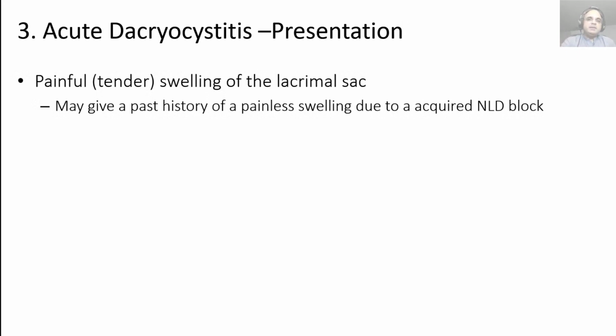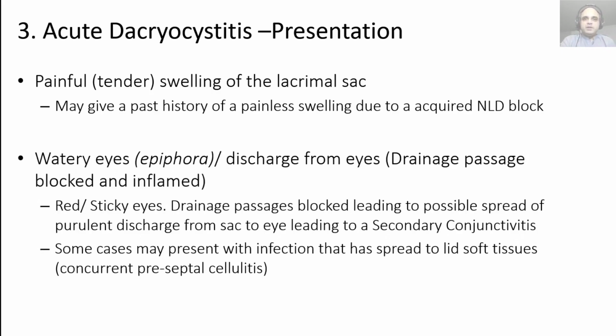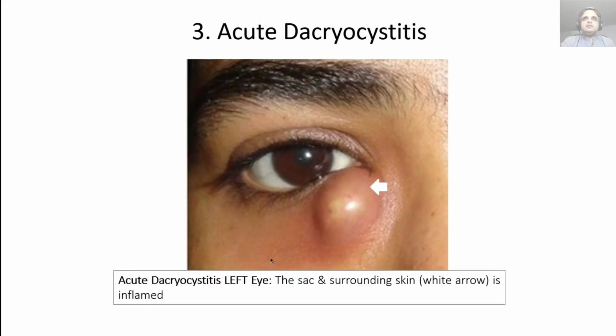And what you get is a painful and tender swelling over the area of the lacrimal sac, and a patient might give a history of a pre-existing swelling which was painless, and if the patient pressed on the swelling, i.e. did a self-regurgitation test, the swelling would reduce in size. The patient would complain of discharge and a watery eye, again epiphora. He or she might have a concurrent conjunctivitis, simply because the infection has spread onto the conjunctiva. And they may also present with evidence of the infection spreading to the soft tissues around the eye, the ocular adnexa, i.e. preseptal cellulitis. So this is an acute dacryocystitis.